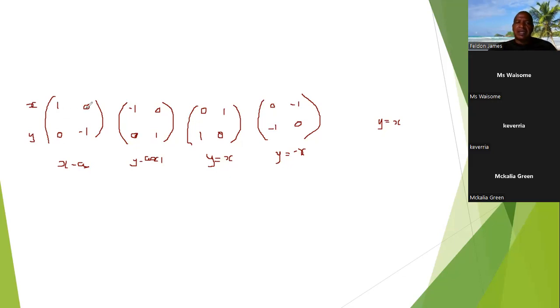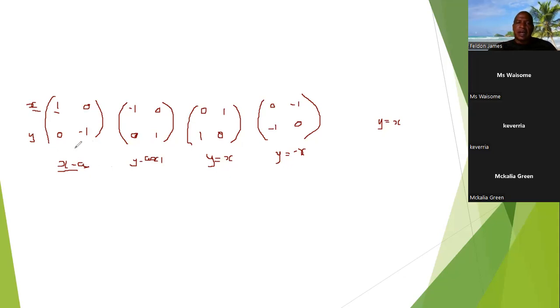Now look at this matrix. If you notice the one above, you notice that one is positive. So x, the one is positive, so it reflects in the x-axis. So if the one is positive above, the one down below is going to be negative for the reflection in the x-axis. Following that, Miss Green?